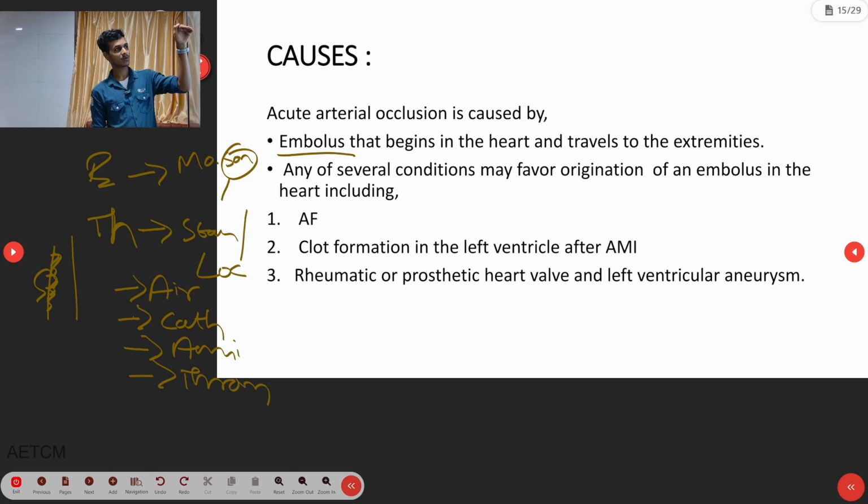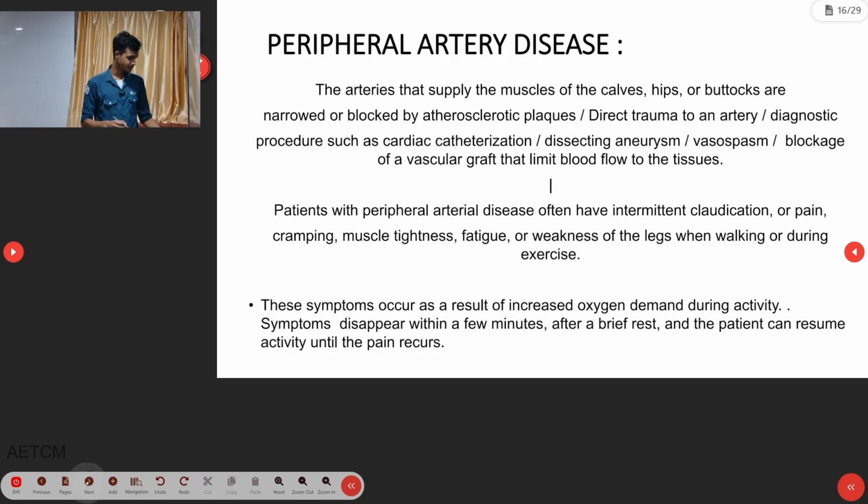So we said the embolus begins in the heart and then travels into the extremities. If it forms in the left atrium or left ventricle, it will get into the systemic circulation, and further on it will get stuck in some other portion and affect the blood flow. So in what circumstances will a blood clot form in the heart itself? Three major conditions: atrial fibrillation, which is one of the major risk factors; clot formation in the left ventricle after acute myocardial infarction; rheumatic or prosthetic heart valve; and left ventricular aneurysm.